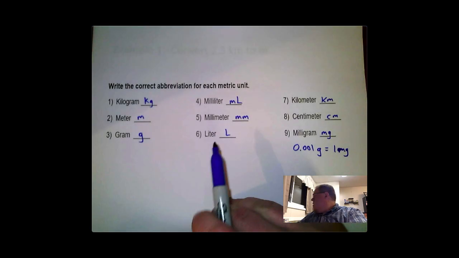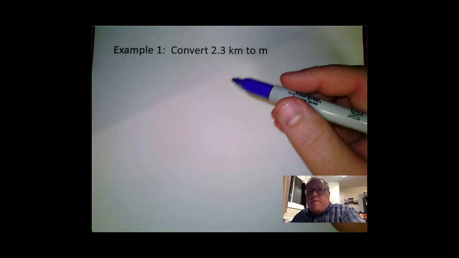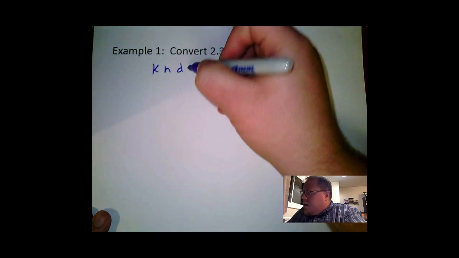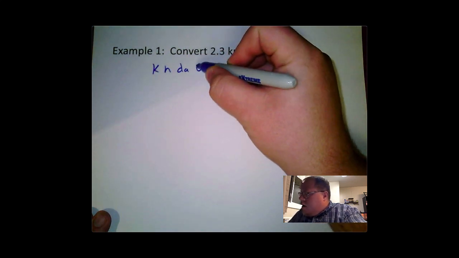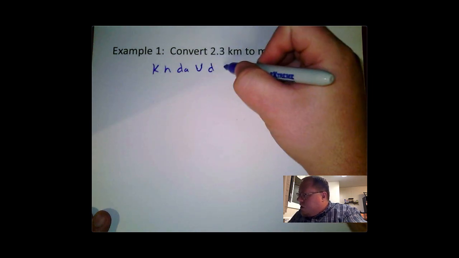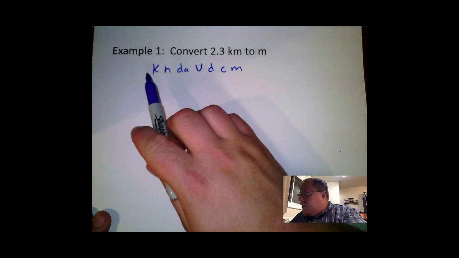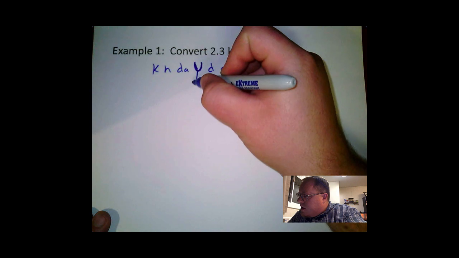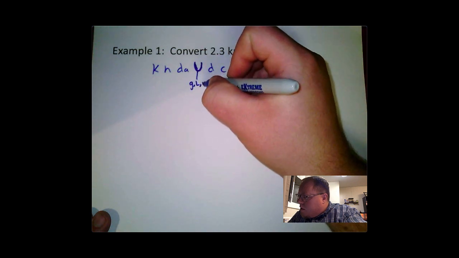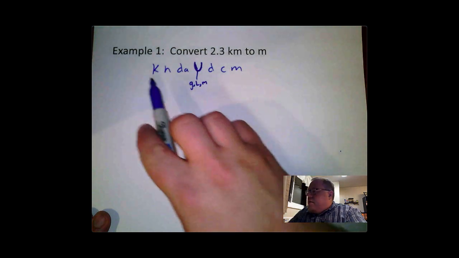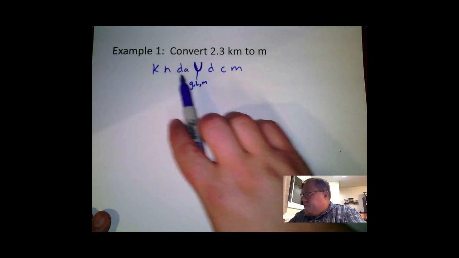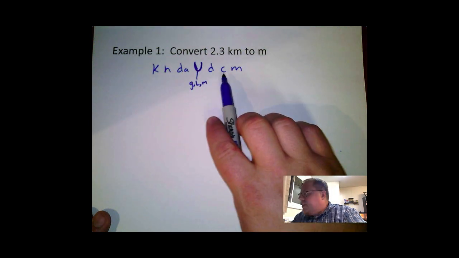Now, the way they showed you how to convert in that video you watched a few days ago, basically they said something similar to King Henry died unexpectedly drinking chocolate milk. So this is the prefixes. This U stands for unit, so this is actually going to stand for either gram, liter, or meter. And then the rest of these stand for the prefixes. These are all bigger: kilo, hecto, deca. And then these are all smaller: deci, centi, milli.